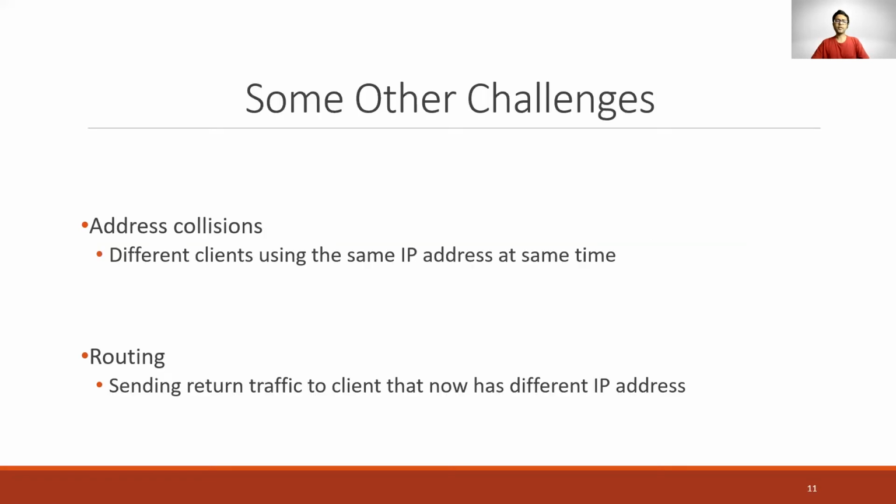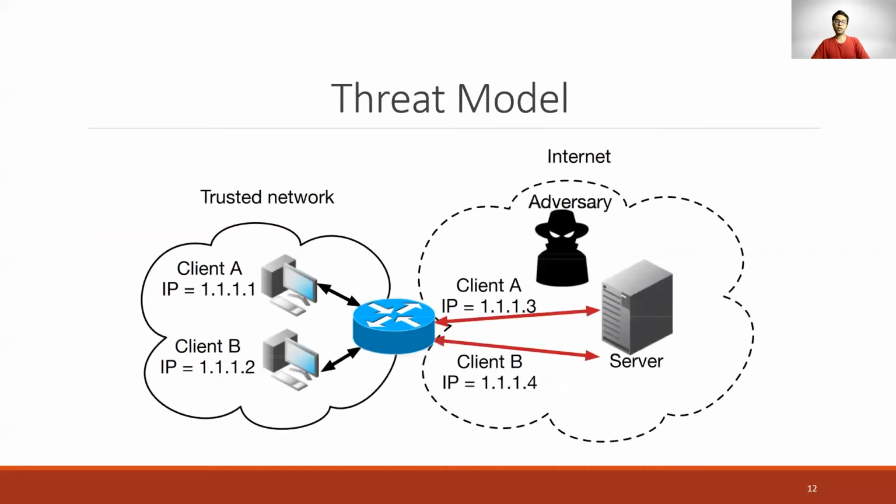There's the problem of address collision. How can we ensure that different clients do not use the same IP address at the same time? There's also the problem of routing. How do we send traffic back to a client that now has a different IP address? Before we talk about these challenges, let's first discuss the threat model.